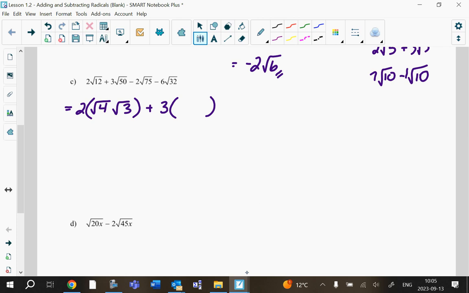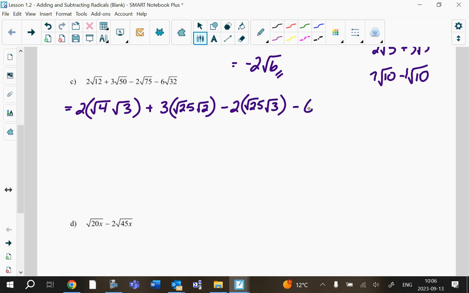Highest perfect square. Root 25, root 2. Minus 2 times. There's a highest perfect square that goes into that one. This one. It is 25 times 3 is 75. Root 25, root 3.